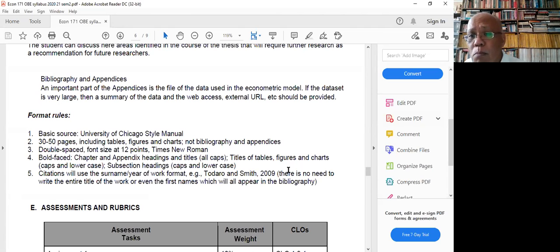Ngayon, kung masyadong maraming data ang ginamit mo, like you used 5,000 observations and the like, rather than presenting all that data, what you can do is to present the web page and the method of accessing the data and the method of identifying the, what you call this, the columns that indicate the data that you use in the regression that you sourced.